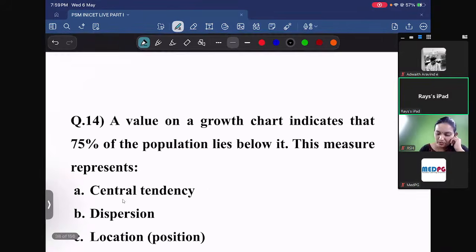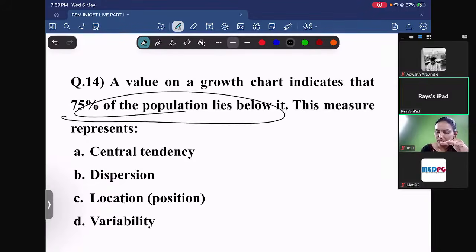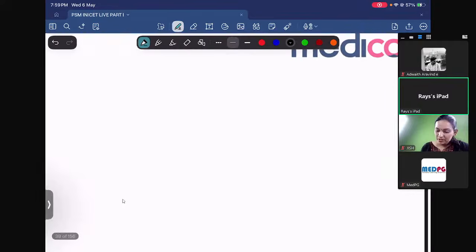Next question on what we just discussed now. Value on a growth chart indicates 75% of the population lies below it. So it's a value of what? Central tendency, dispersion, location, or position. See, 75% people lie below the 75th percentile. That shows the location of that particular people, right? So here the answer is location or position. We have discussed the other categories here. Moving on to the next question.